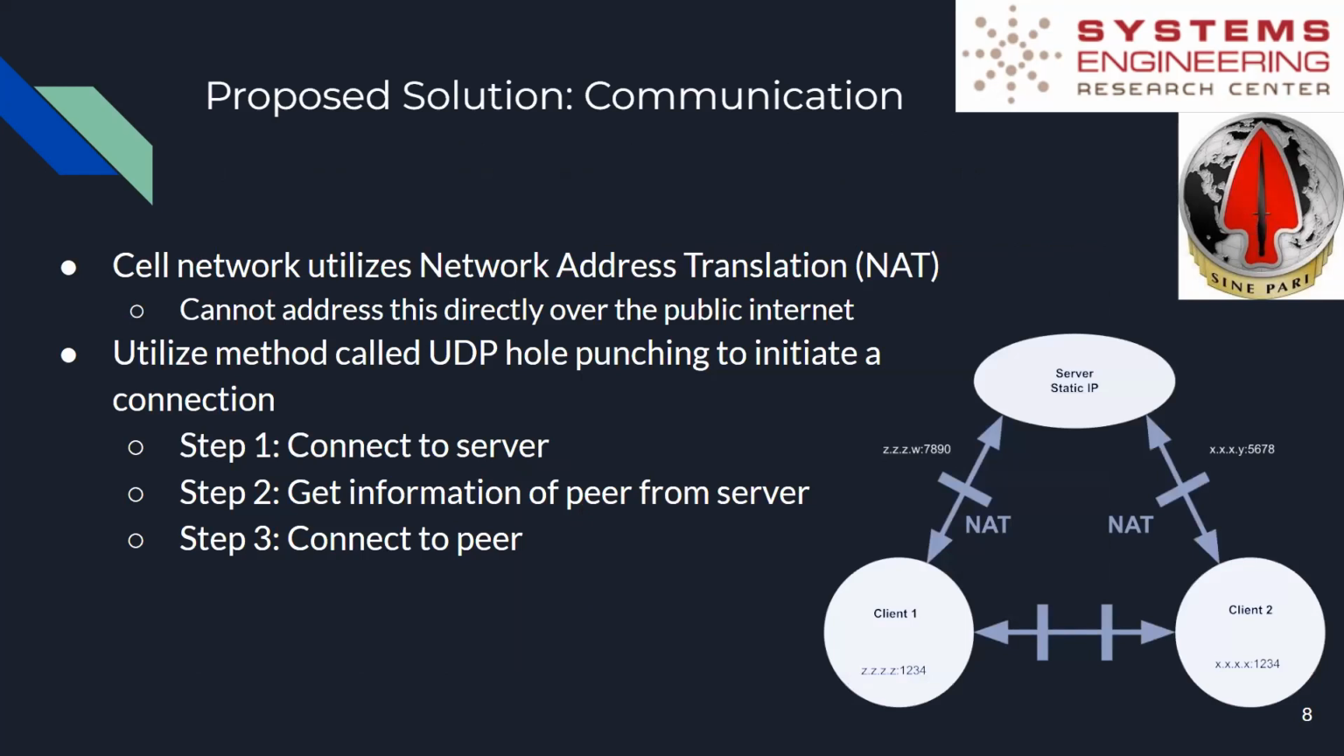Moving into our communication, since we are using the cell network, the networking is a little bit different than a home network. So that means that we cannot directly address each device. So that means we need to implement a protocol known as UDP hole punching, which involves having a middleman server that we connect to start. That gives out information about peers, and then those peers talk to each other with the information that they get from the server.